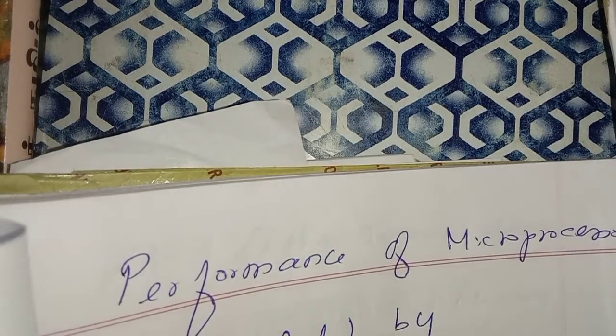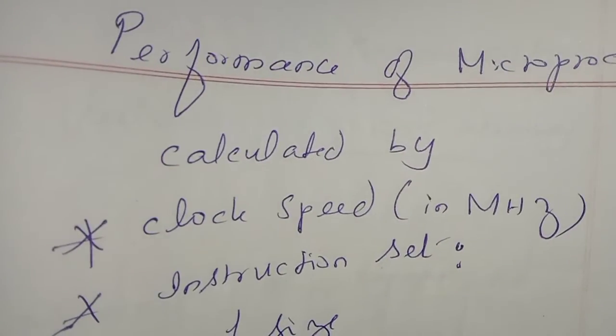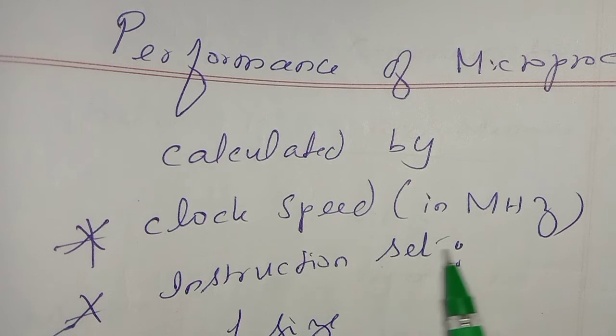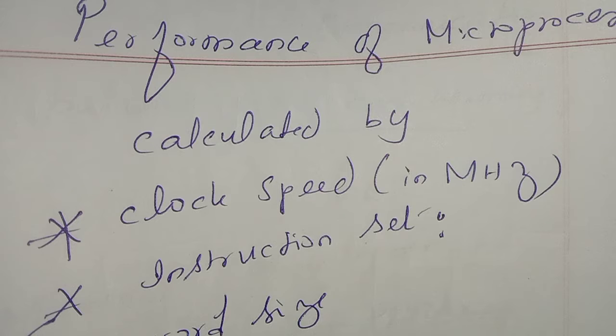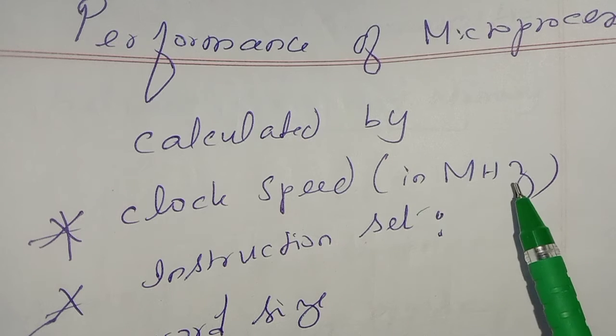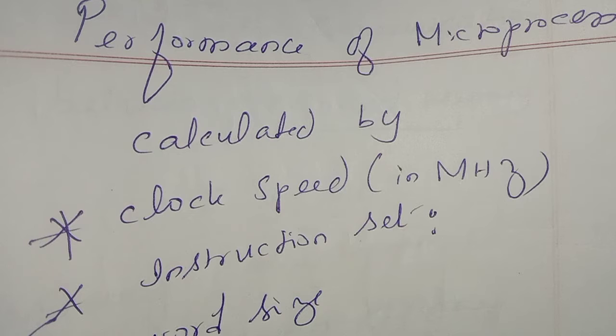Now, sir, tell me about the performance of a microprocessor. How will we judge the microprocessor? It is calculated by clock speed. Clock speed means one on, one off, which takes one time cycle. So 1 megahertz or 2 megahertz, the number of megahertz tells about the speed of the microprocessor.